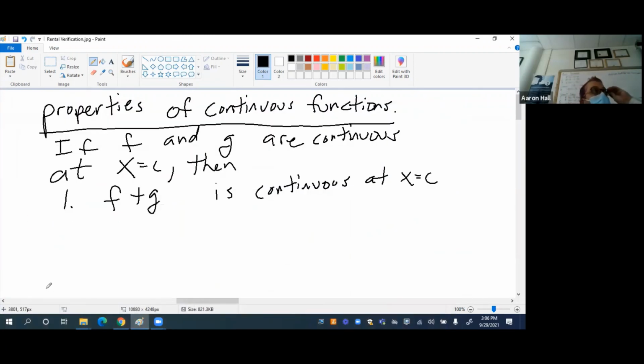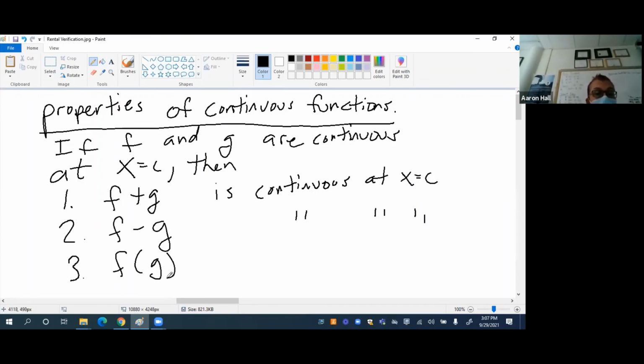Does that make sense what I'm saying? If f and g are both continuous at some value c, then if I add those 2 functions together, that new function will also be continuous at c. It's also true if I subtract those 2 functions. If I multiply these 2 functions, it will also be true. If both functions are continuous at c and I multiply them, the resulting function will also be continuous at c.